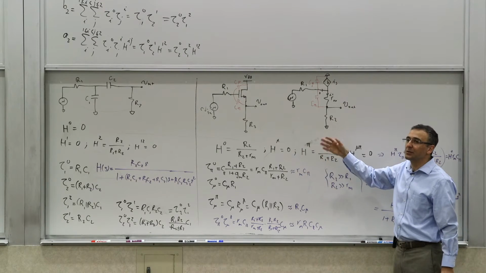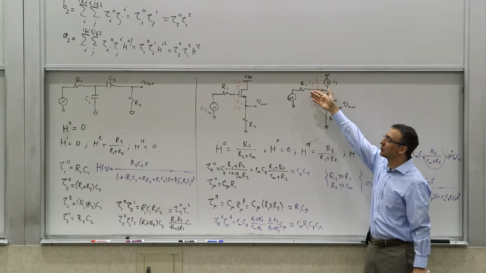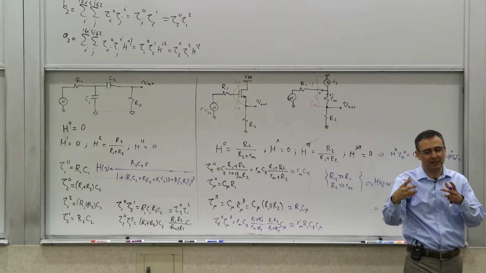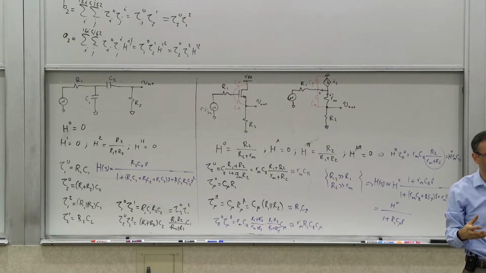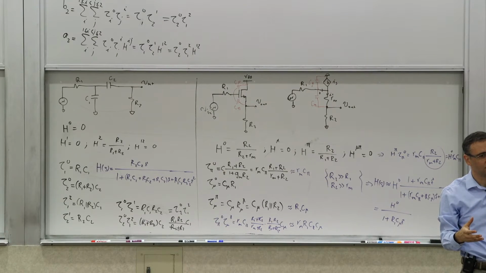But that's another way to think about the frequency response of a source follower that, depending on how you implement it, can typically have a higher frequency response, right?